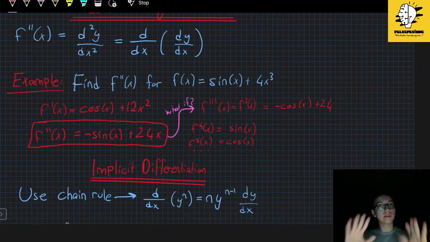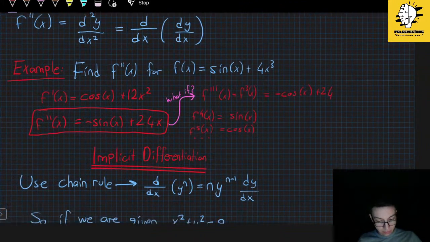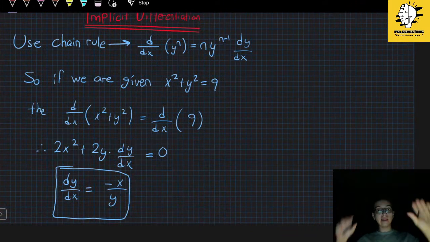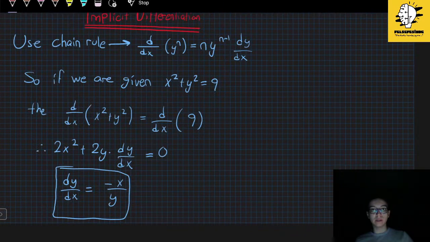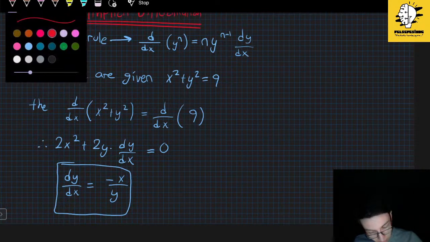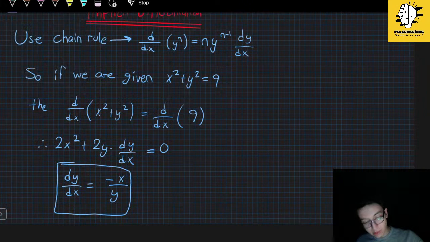Let's see a question. It is hard to understand from here. So if we were given x squared plus y squared is equal to 9, now let's take the derivative of both sides. Taking the derivative means multiplying by d over dx. d over dx of x squared plus y squared equals d over dx of 9. d over dx of 9 means 0, right? No problem with that part.